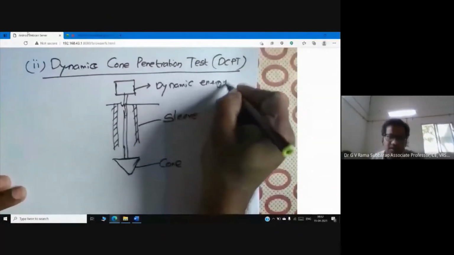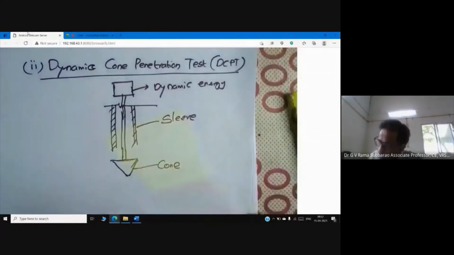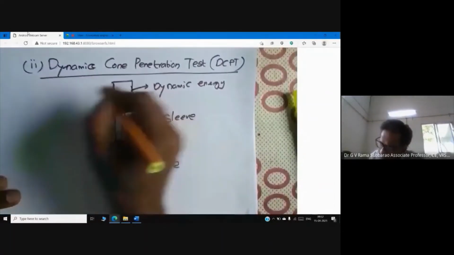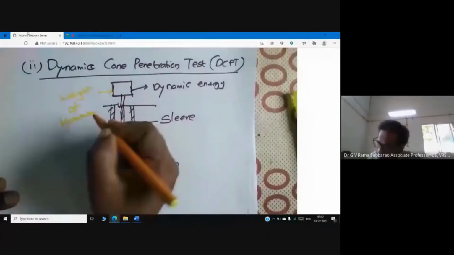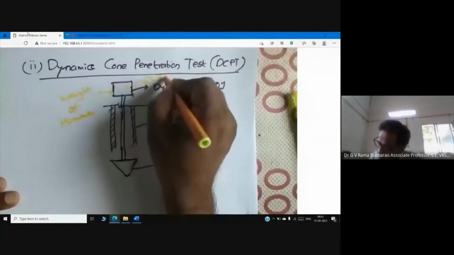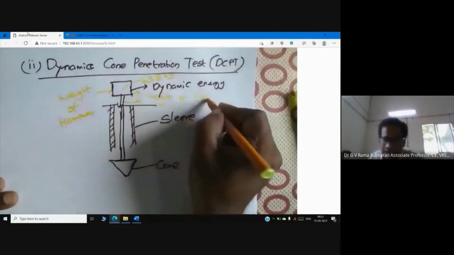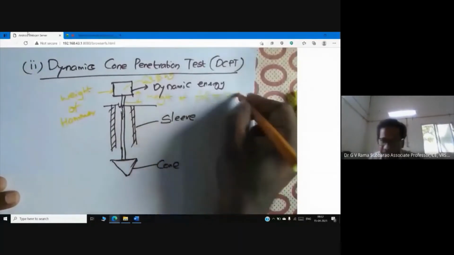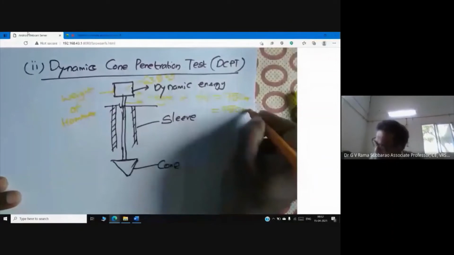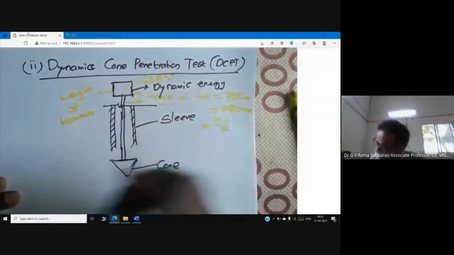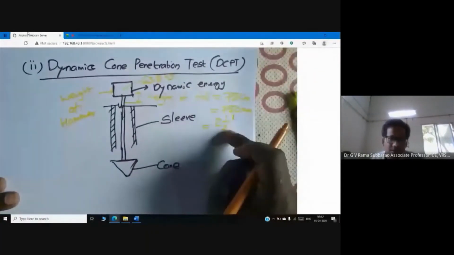See, as we already discussed in the case of SPT, you know the way we have conducted SPT. What is the weight of the hammer? 63.5 kg. What is the height of the fall? Height of the fall is undoubtedly 75 centimeter. If you are not happy with that, 750 millimeter. If you are not happy with that, 2.5 feet. So in any way, all the dimensions are the same. So this is what we have done in SPT.